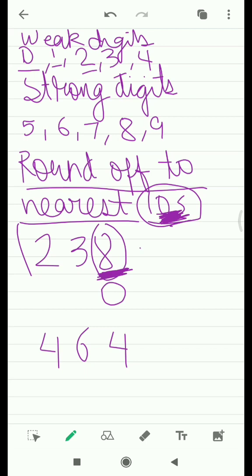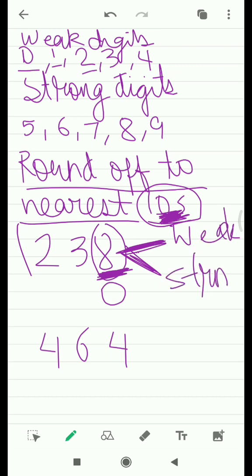Now look at this 8. Whether it's a weak or strong digit. I've told you earlier, right? That weak digits are from 0, 1, 2, 3, 4, and strong digits are 5, 6, 7, 8, 9, right? So you can look at 8 now, whether it's a weak or strong, it's a strong digit, right?